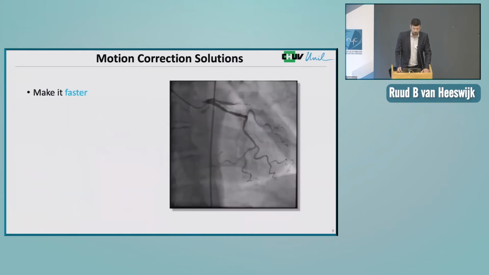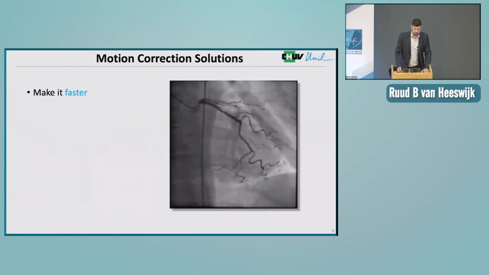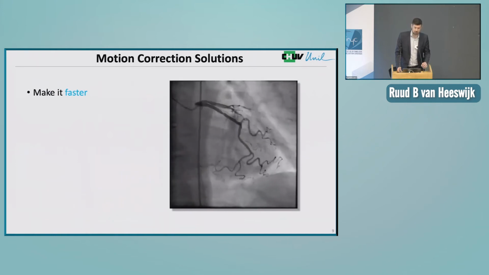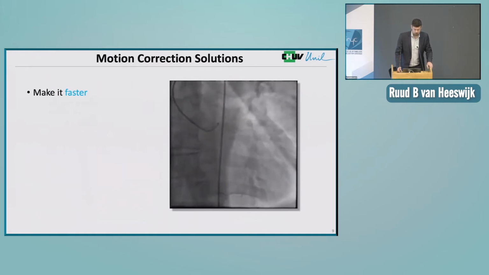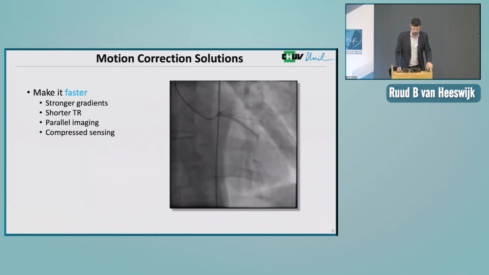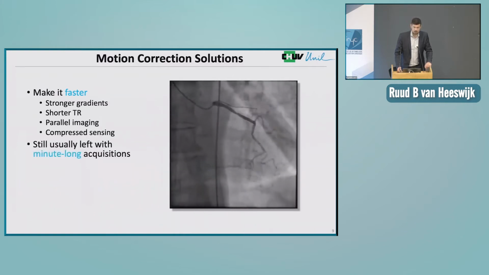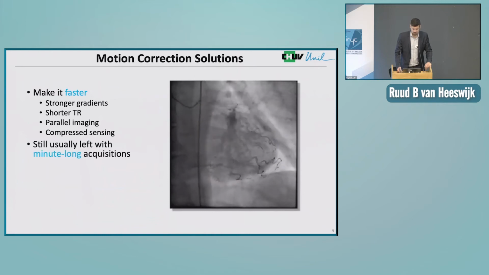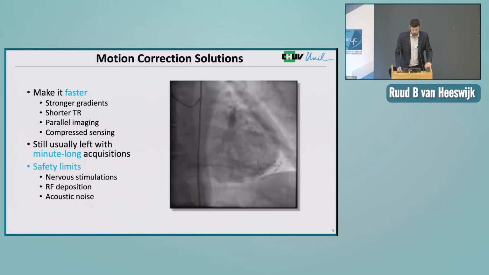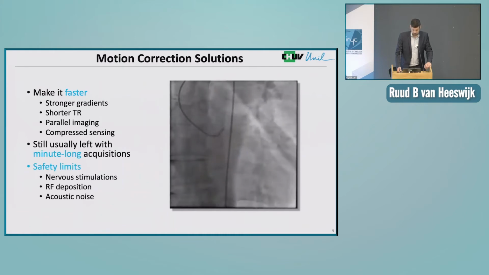Because if you just acquire fast, like you can see here on the right with an X-ray angiogram, then we don't need to correct for any motion here. The frame rate is sufficiently high, and each frame is completely acquired that during this frame, basically, there is no motion. But if we do use things like stronger gradients, shorter repetition times, parallel imaging, compressed sensing, etc., then we still are not at this level with MR yet. So we often, especially if you want to do mapping or 3D acquisitions, have minute-long acquisitions still. And of course, if we do these things above, we run into things like nervous stimulation, RF deposition, and strong acoustic noise as well. So we want different solutions.